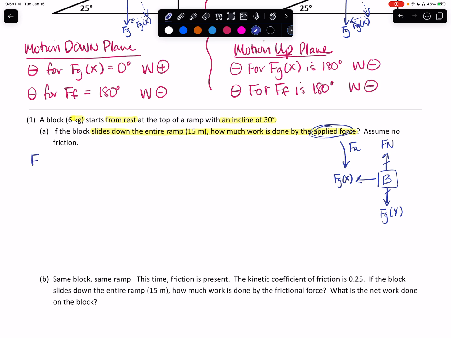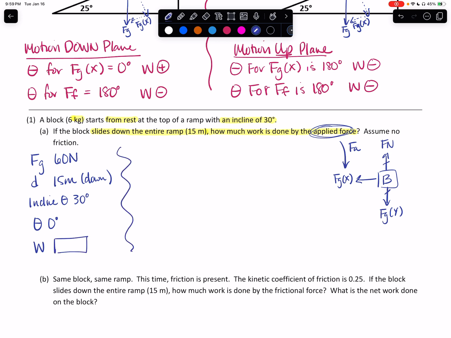All right, so let's list what we know. All right, I can calculate FG. I have a mass of 6 kilograms, so that's going to be 60 newtons. All right, I have a displacement of 15 meters down that ramp. All right, I have an incline angle of 30 degrees. All right, and then I have a work angle of 0 degrees. So that's going to go in my work formula. And then the question is, well, what is the work that my force is doing here?